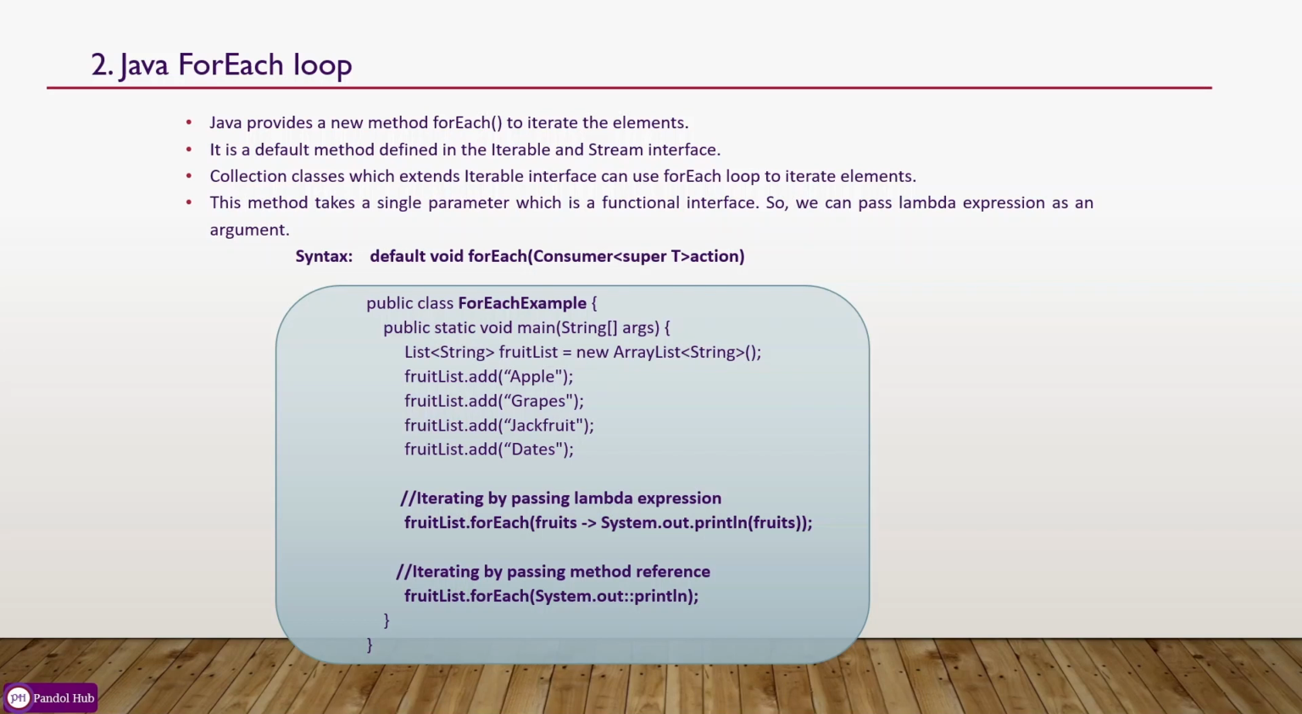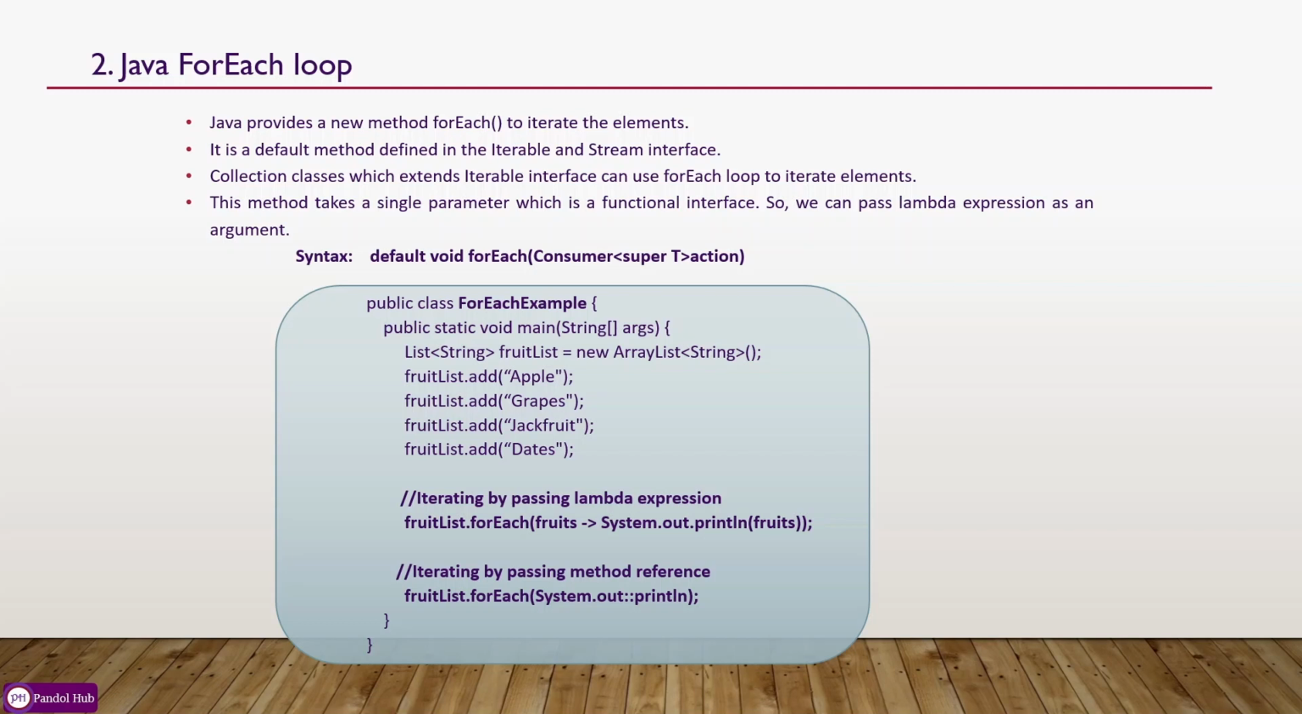The next one is a Java for each loop. Java provides a new method forEach to iterate the elements. It is a default method defined in the Iterable and Stream interface. So collection classes which extend the Iterable interface can use the forEach loop to iterate the elements. This method takes a single parameter which is a functional interface, so we can pass a lambda expression as an argument. This forEach method is basically used to iterate the elements of a collection.